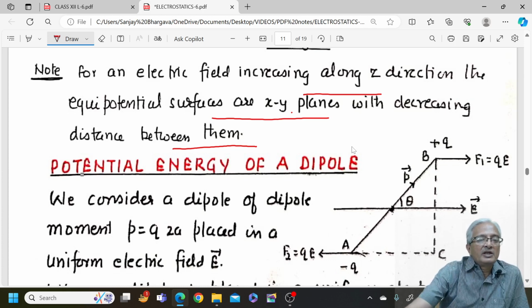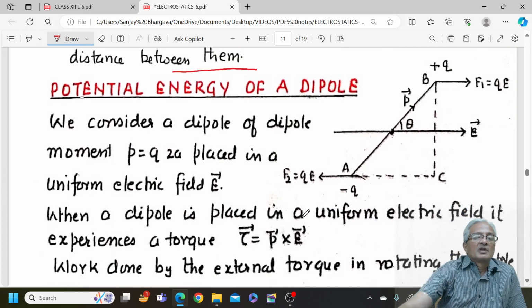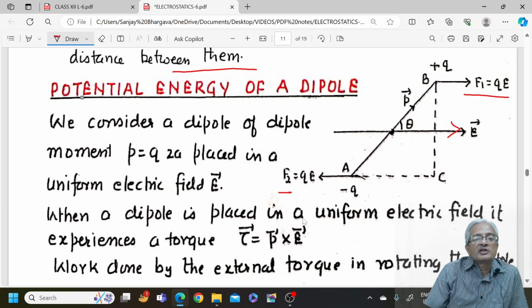Now we need to calculate the potential energy of a dipole. So we select a dipole here, A, B. At A we have minus Q charge and at B we have plus Q charge. The direction of the dipole moment is from point A to B. The electric field is in this direction. The positive charge would experience a force in the direction of the field and the negative charge would experience a force opposite to the direction of the field. What does the angle theta represent? It represents the angle between the dipole moment vector and the electric field vector.